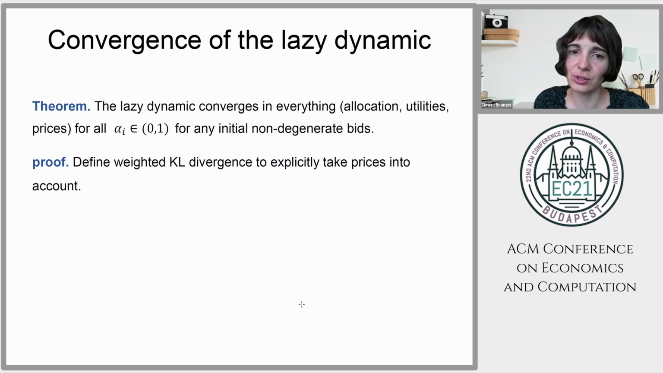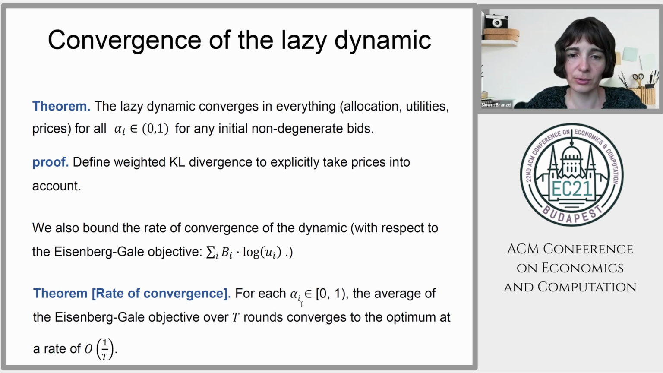So the theorem that we show is that the lazy dynamic converges in everything, so in allocation, utilities, and prices, for all saving factors alpha_i. These may be different for different players, as long as alpha_i is in the open interval (0, 1). And this holds for any initial non-degenerate bids. To show this, we define a weighted KL divergence to explicitly take prices into account. We also bound the rate of convergence of the dynamic with respect to the Eisenberg-Gale objective.